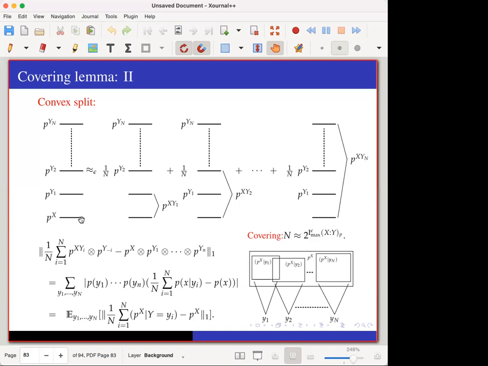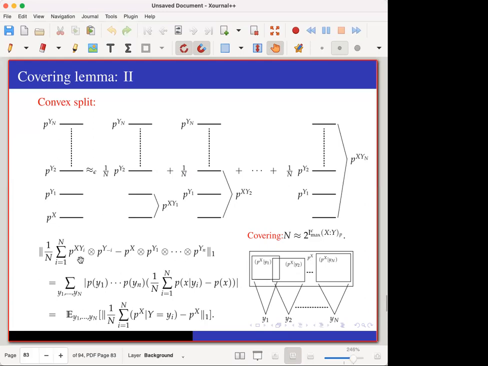But anyway, this is the statement of convex split. Now, what is covering? Covering, I told you, you choose n IID samples y1 to yn. Once the samples are fixed, I look at the conditional distribution of x given y1, the conditional distribution of x given y2. And what do I want? I want the average of these conditional distributions to be close to the expectation px. That is the statement.